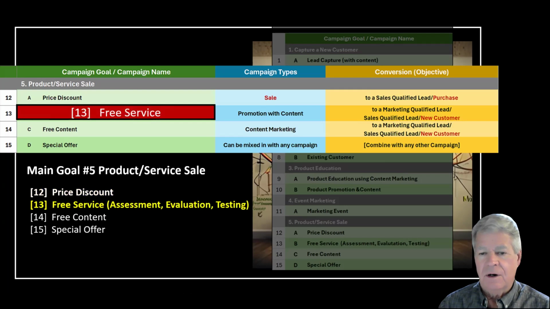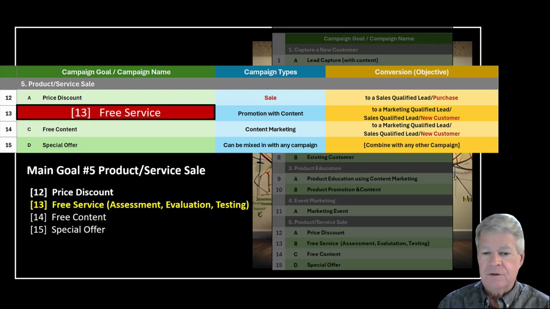Campaign number 13 offers a free service, typically offering a free assessment, evaluation, or some kind of testing. The campaign type is promotion with content. The conversion or objective is to a marketing qualified lead or a sales qualified lead.